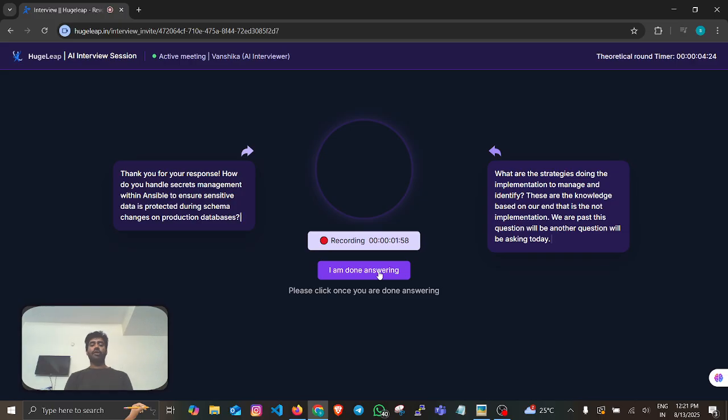In the Ansible playbooks, we ensure the sensitive data is stored in the backend as environment variables for schema changes in the production database. That is the backend storage of these secrets. Then the Ansible playbooks are run to create the schema changes happening in the production environment. That's it. This type of scenario is how it would be implemented.